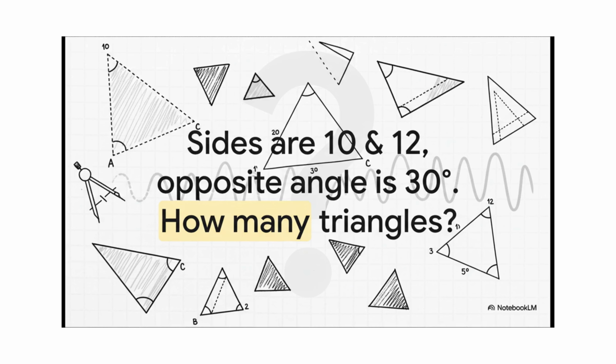Here is your challenge. Two sides of a triangle are 10 and 12. The angle opposite the side with length 10 is 30 degrees. So how many different triangles can you build with that information? 1, 2, none? I'll let you think about it. The answer? Well, it might just surprise you.